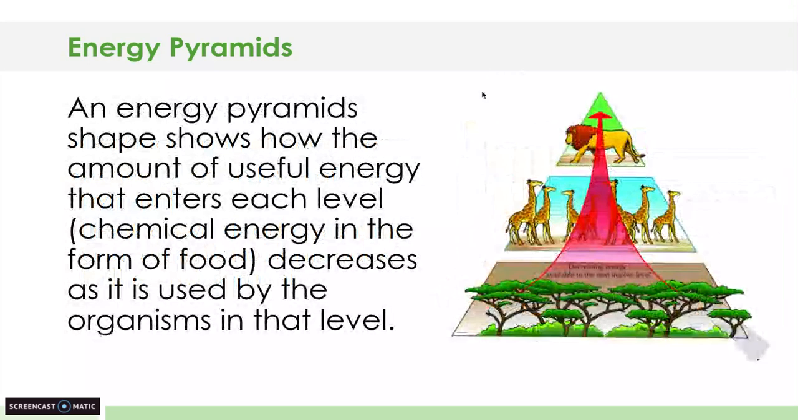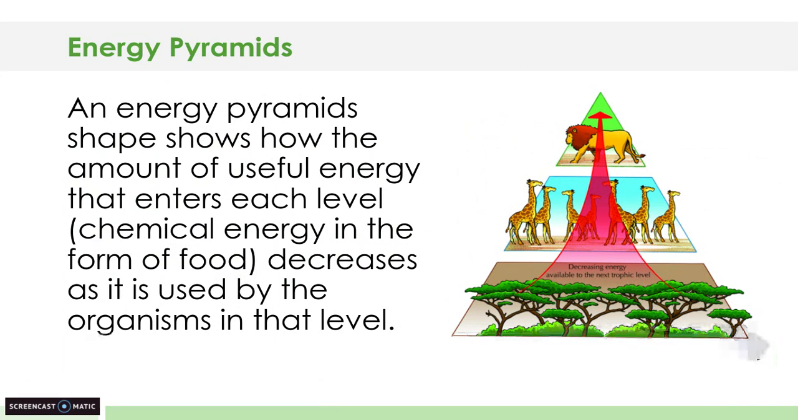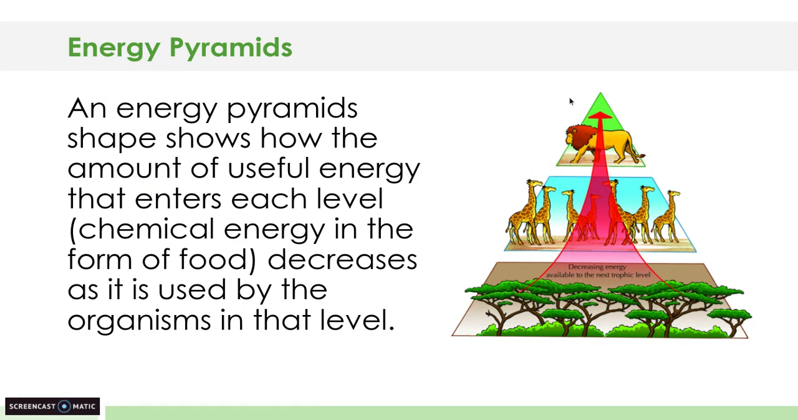Notice the shape of the energy pyramid. Okay, it is a pyramid. So the energy pyramid shape shows how the amount of useful energy that enters each level, so the chemical energy in the form of food, decreases as it is used by the organisms in that level. Notice there's more energy available to producers, less energy available at the very top where you have the lion.